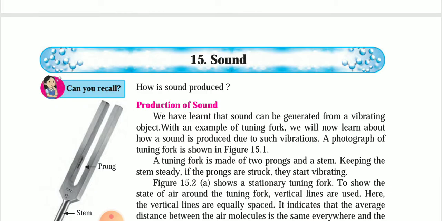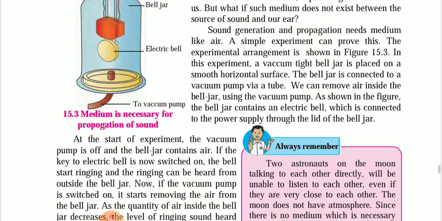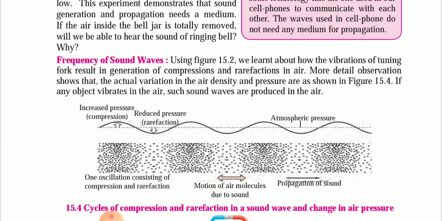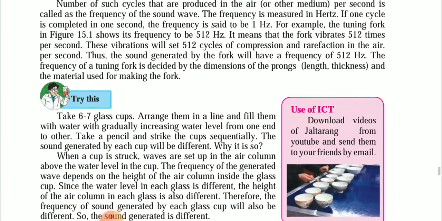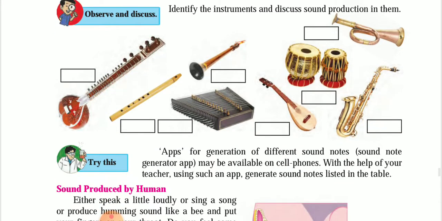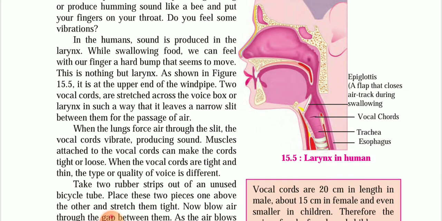Next is sound. For this lesson, sound, you are required to study only give reason. Study give reason, as well as understand what compression, rarefaction and frequency of sound are, as well as audible and inaudible sound. Sound produced by humans is produced in the larynx. You could see in the larynx there is a hard bump that seems to move up and down. So the larynx helps the sound to be produced.